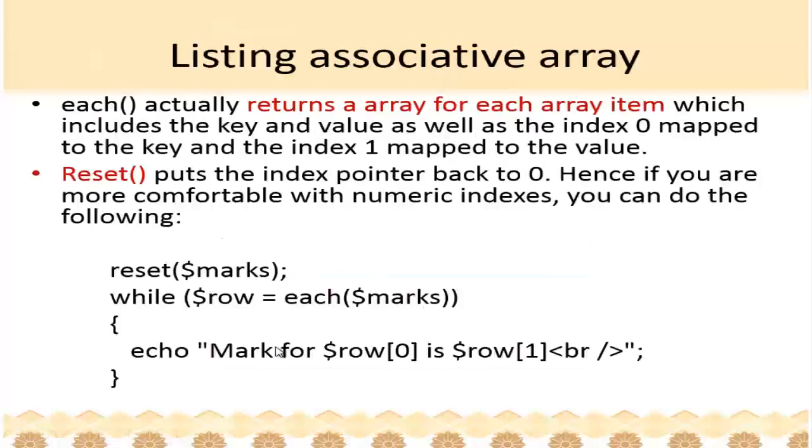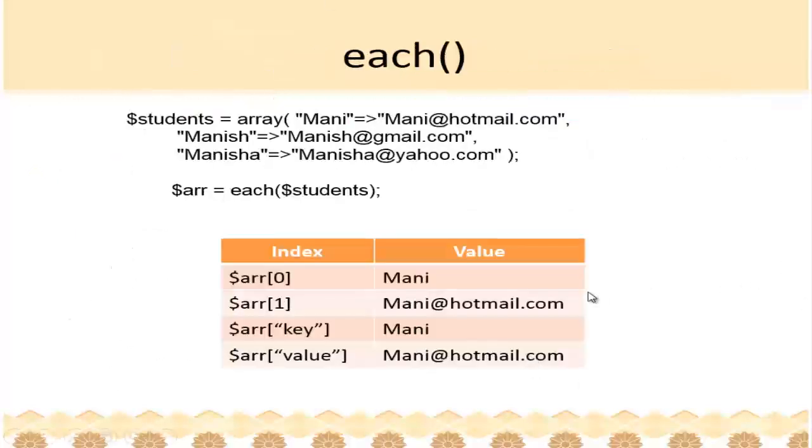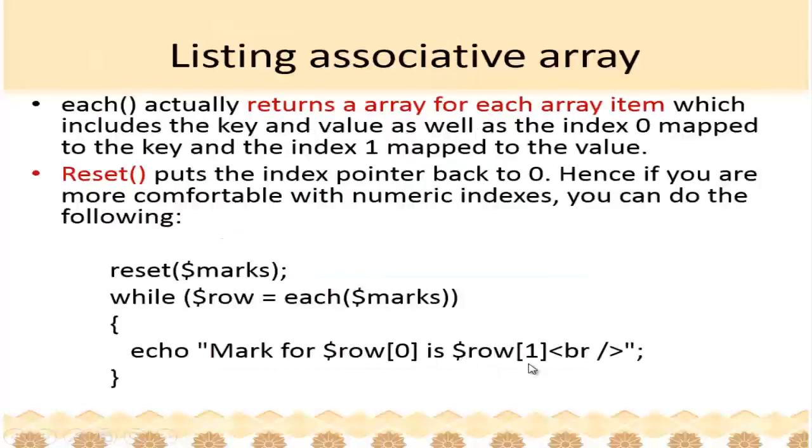So if you want to get the value, let's assume that you have the marks of the student, and I want to display the index number and the marks of the student. I can just call each and assign it to a variable here, and this will be an array. The first item will be the key, the second item will be the value. So we get a key value pair out of that. So you get the key and value.